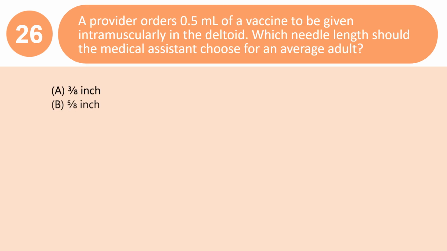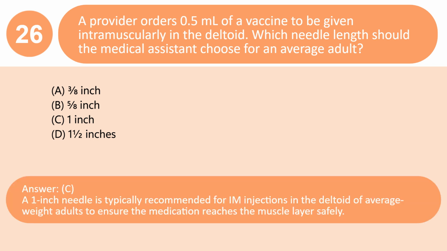A provider orders 0.5 milliliters of a vaccine to be given intramuscularly in the deltoid. Which needle length should the medical assistant choose for an average adult? A. 3/8 inch. B. 5/8 inch. C. 1 inch. D. 1.5 inches. Answer C. A 1-inch needle is typically recommended for IM injections in the deltoid of average-weight adults to ensure the medication reaches the muscle layer safely.